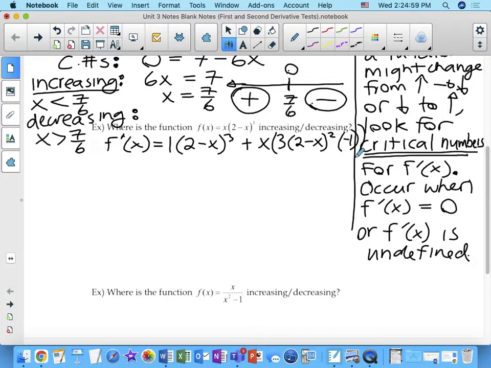Okay, and I'm just going to simplify this a little bit. So this is still just 2 minus x cubed. And here we're going to have negative 1 times 3 times x, so minus 3x times 2 minus x squared. And we essentially want to set f prime of x equal to 0 and solve for x.